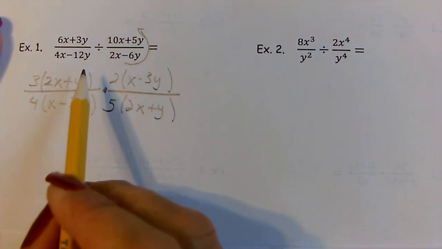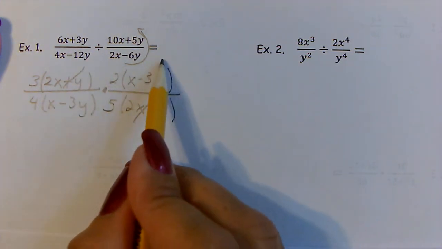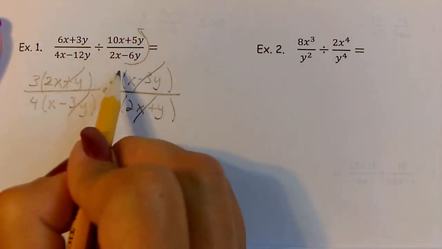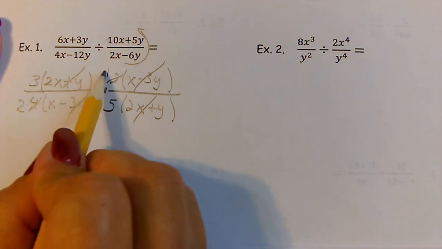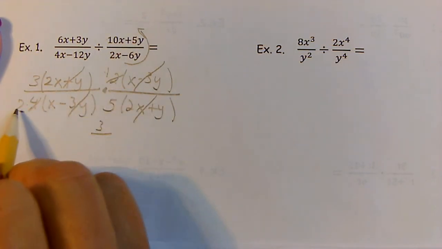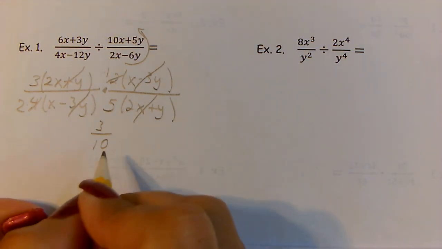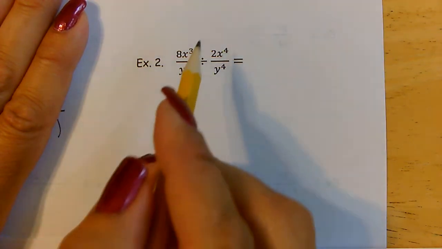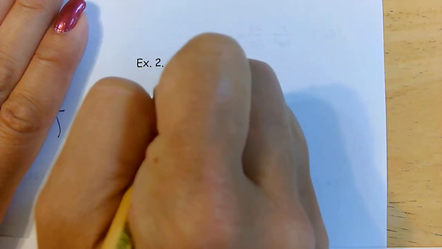Now, divide out my common factors to one whole. The 2 and the 4 divided by 2. I'll be left with 3 times 1 over 2 times 5, which is 10. So you do not have to write in expanded notation, but you can.